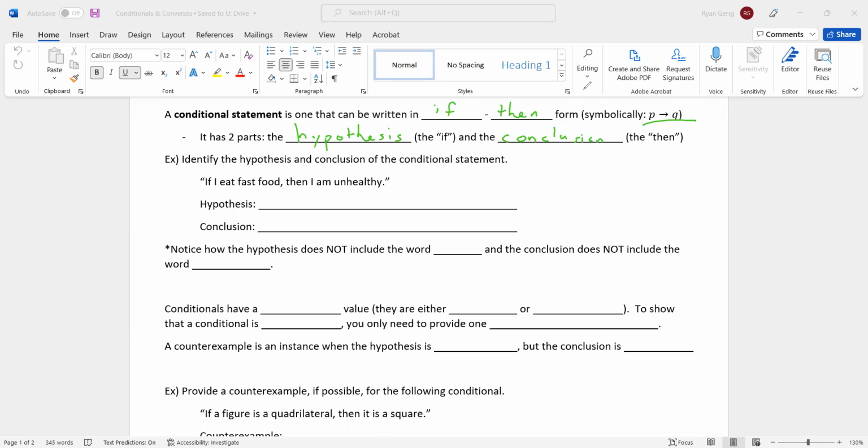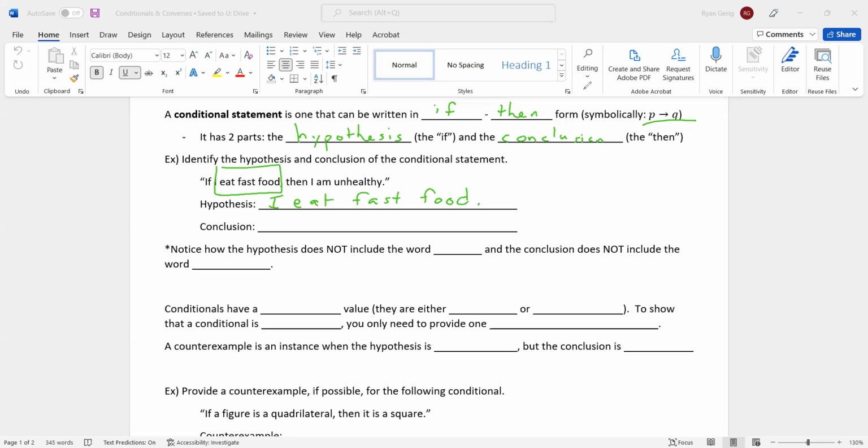So in the next statement, I want you to identify the hypothesis and conclusion of the conditional statement. If I eat fast food, then I am unhealthy. I'm not worrying about whether that's a true statement or a false statement right now. Some of you might be like, no, that's not true. That's not what I'm talking about. I want to identify the hypothesis and conclusion. Now, a lot of people say just the first five words of the hypothesis. You're almost right. But all I want is I eat fast food. So I eat fast food is my hypothesis.